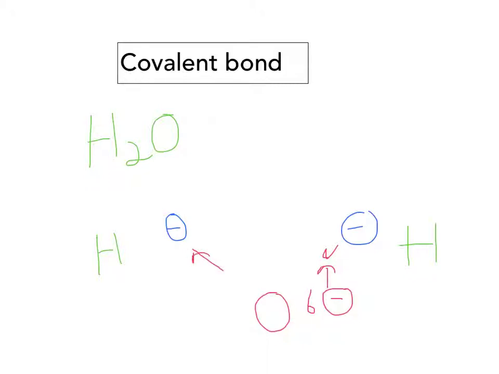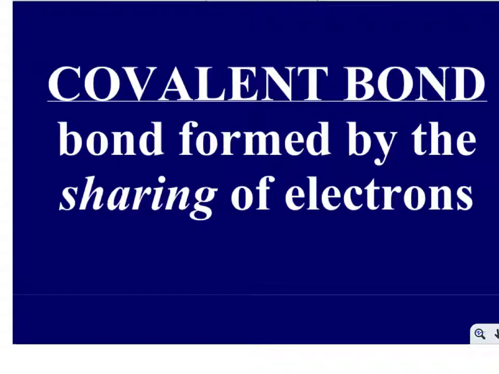This hydrogen and this oxygen will also share another electron, and by doing that we will have the hydrogen on the left be full with 2, and oxygen sharing 2 electrons, so 6 plus the 2 more also equals 8. Again, a covalent bond is a bond formed by the sharing of electrons. Electrons can be shared between 2 atoms.